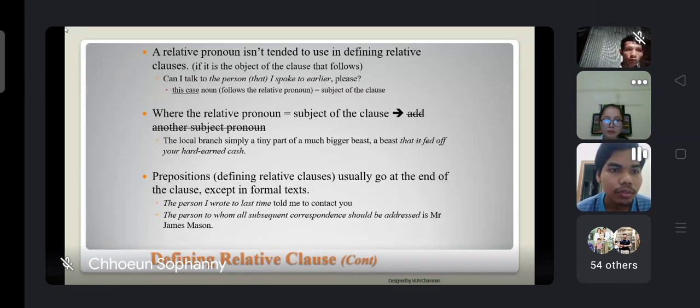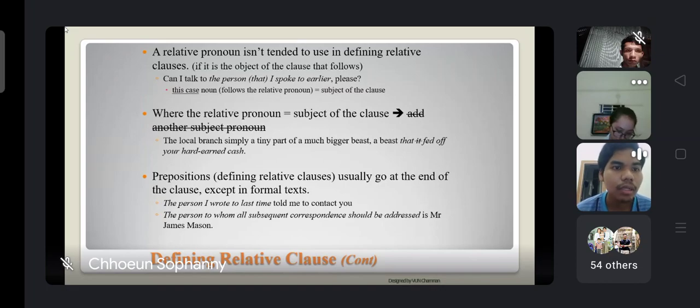Yes, we move on to another point, which is prepositions. In defining relative clauses, prepositions usually go at the end of the clause, except in formal text. For instance, the person I wrote to last time told me to contact you. So the person I wrote to last time is the clause, and the word to here is the preposition, and yes, it goes at the end of the clause.